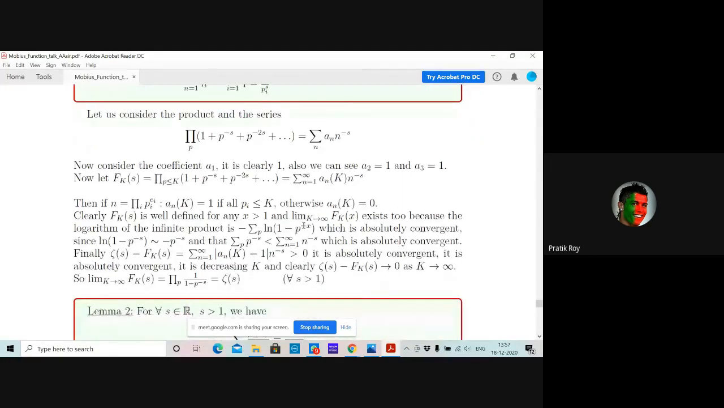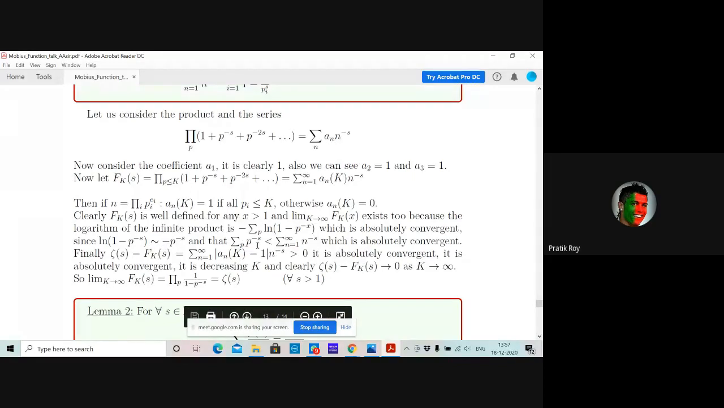Okay, so this series must converge, and I can see that the term of this series, log(1 minus p to the minus s), is approximately minus p to the minus s. This is nothing but log(1 plus x) by x tends to 1 as x tends to 0, or in other words, log(1 minus p to the minus s) by minus p to the minus s tends to 1 as p tends to infinity. Okay, so that is what this definition of approximation says. So this is approximately equal to this.